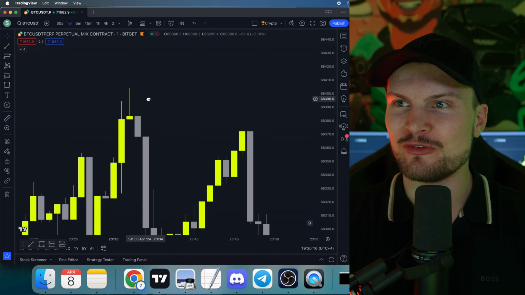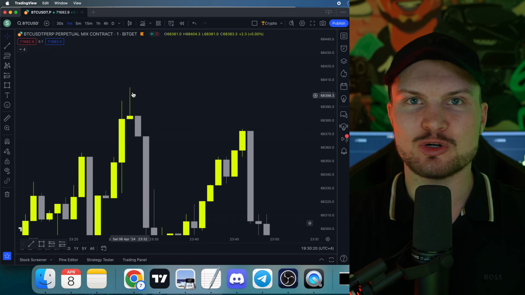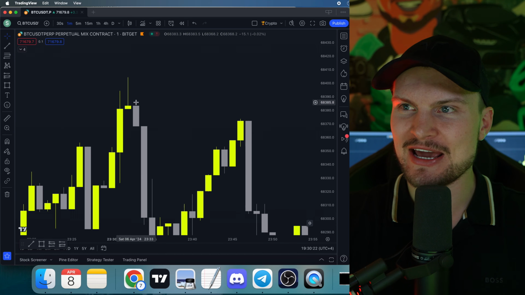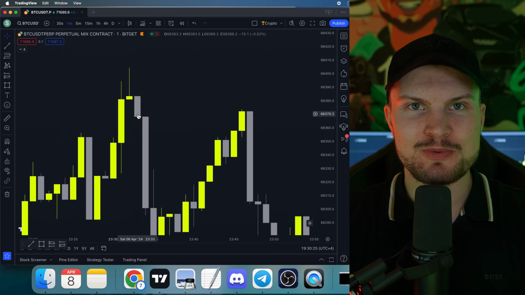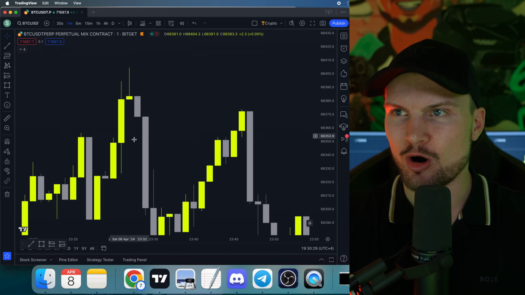This right here is a perfect example of an evening star. We have a strong bullish candle, we have a gravestone doji, and we have a bearish engulfing. Also, this would be a 3-line strike. So this here is the perfect look of the evening star.